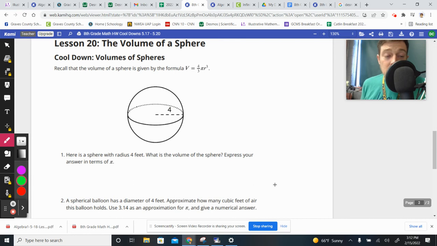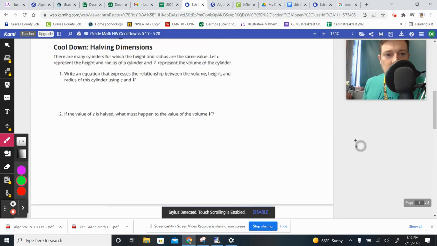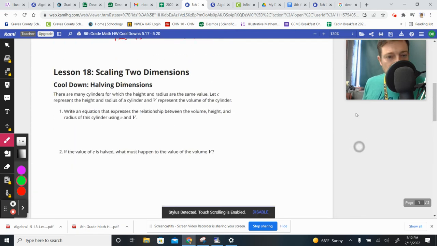We actually skipped 18 and 19. I'm doing a little bit out of order. So we're actually on the back of your homework page. We'll come back and we'll do 18 tomorrow as we finish up the week.